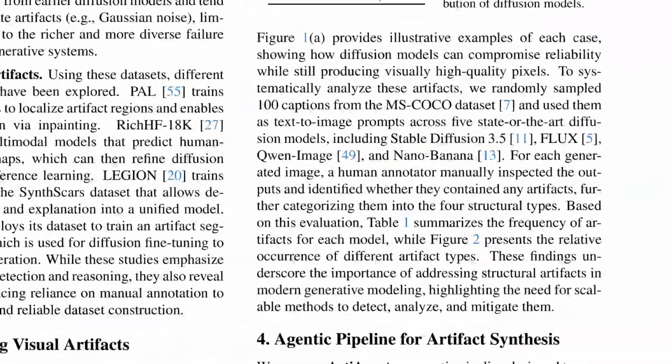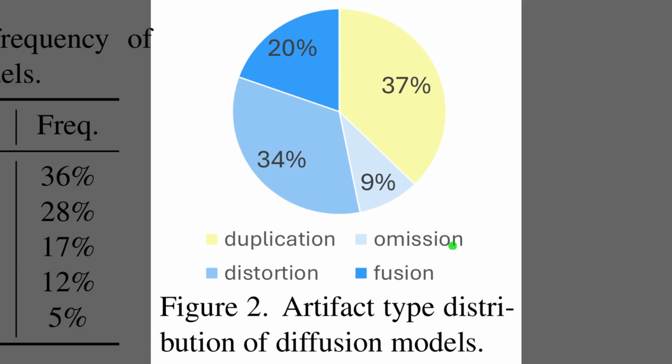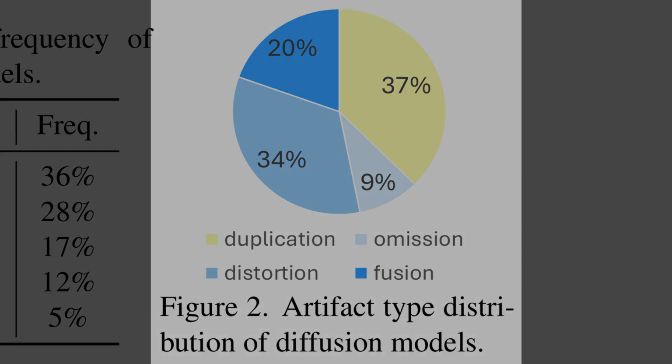So while Figure 1 introduced the problem, Figure 2 breaks down exactly which types of errors occur most often. It reveals that duplication is the leading artifact, making up 37% of the cases, followed closely by distortion at 34%. Fusion, where objects merge illogically, accounts for 20%, while omission is the rarest at just 9%. This breakdown is critical because it defined the 4 specific categories that the ArtiAgent needed to learn to synthesize.